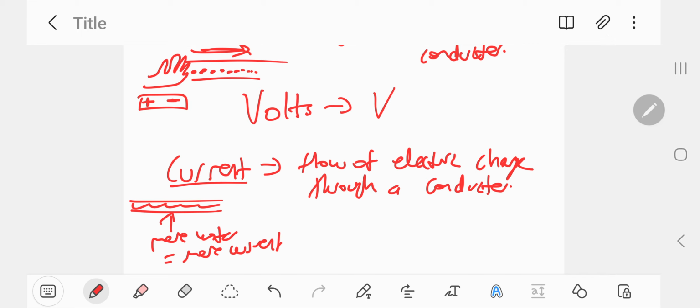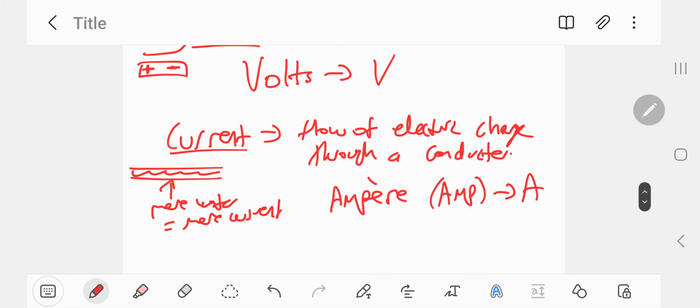And electric current is measured in units of amperes, also known as the amp for short, given the symbol A. It's named after the French physicist and mathematician André-Marie Ampère. Ampère made lots of important contributions to the study of electromagnetism, electricity and magnetism.